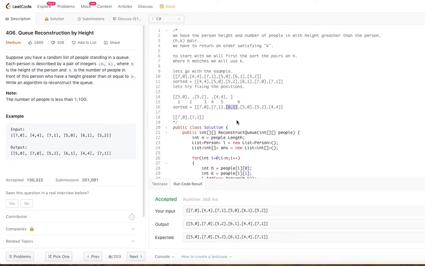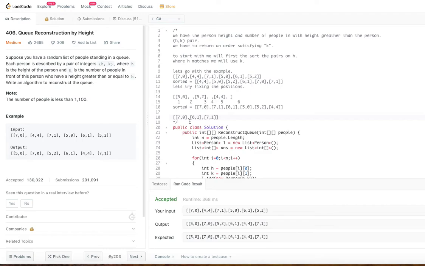Here we are saying there must be only one person whose height is greater than or equal to 6. But in actuality, in this list, there are 2 people whose height is greater than or equal to 6. That means this person should go in the middle of these 2, right? So what we do is take this person and put him in the middle.